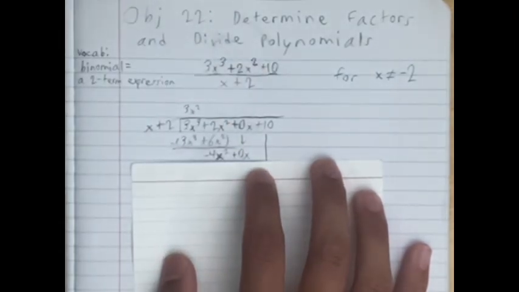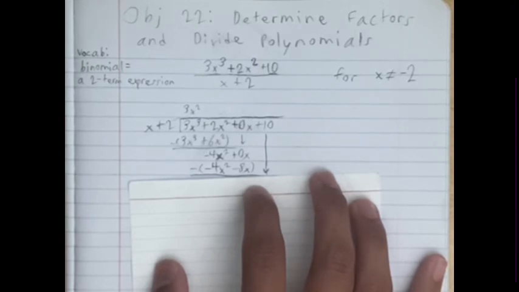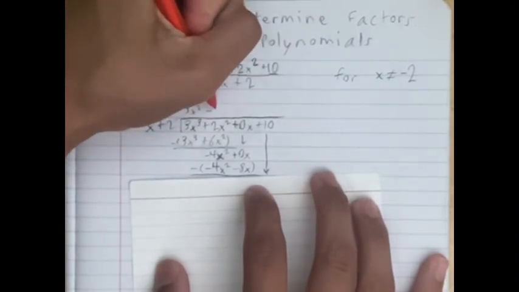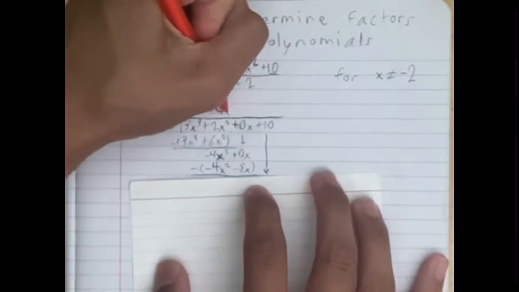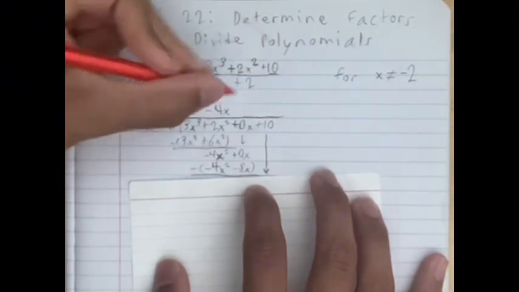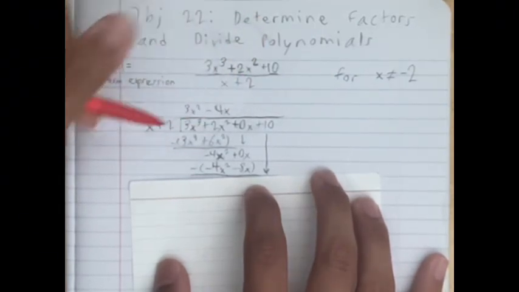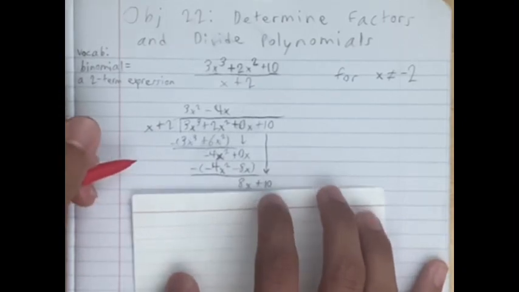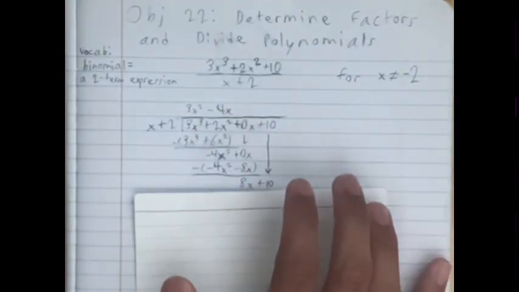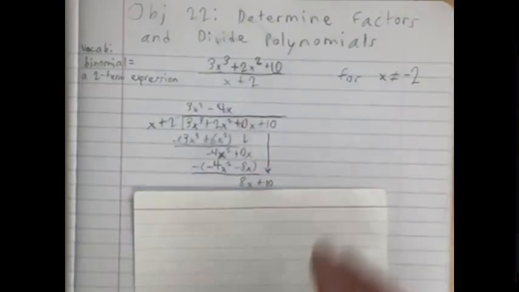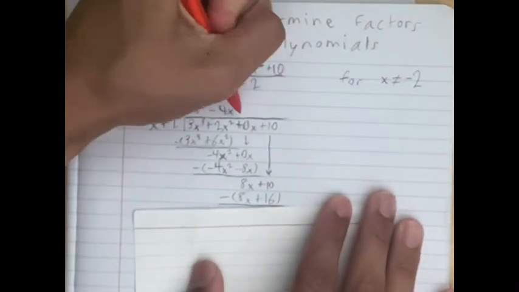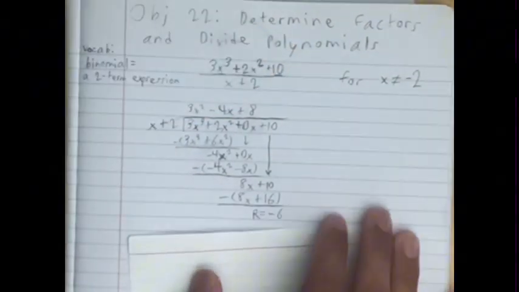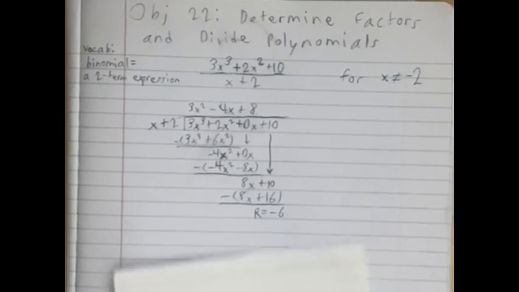And then my next step is here, I multiplied by negative 4x. I multiplied negative 4x by both terms to get this expression, and I subtract it again, and I'm left with 8x. And then I brought down the 10, which is important. Here I multiplied by positive 8, and then I got a remainder of negative 6.